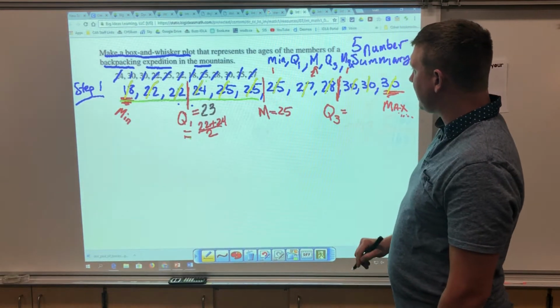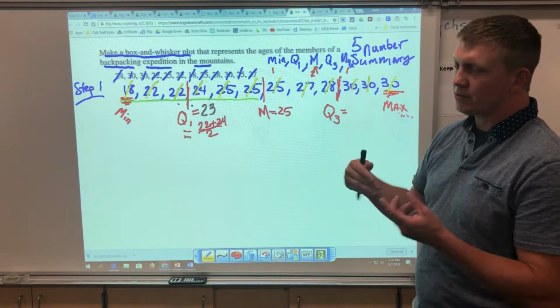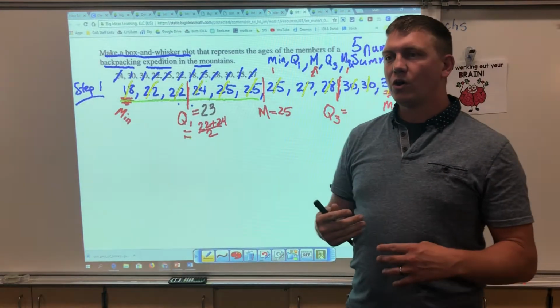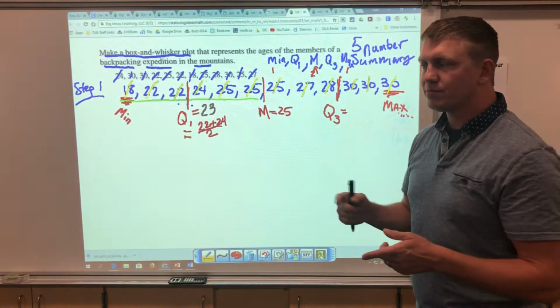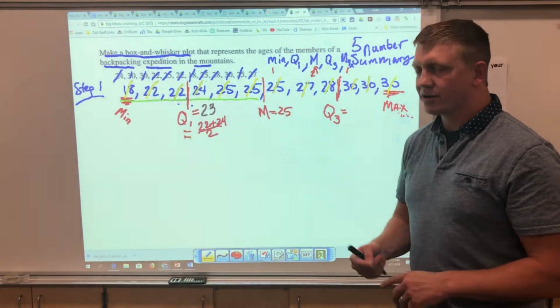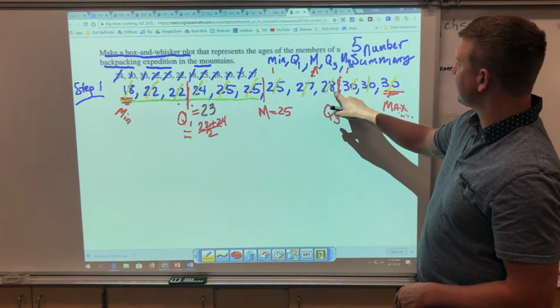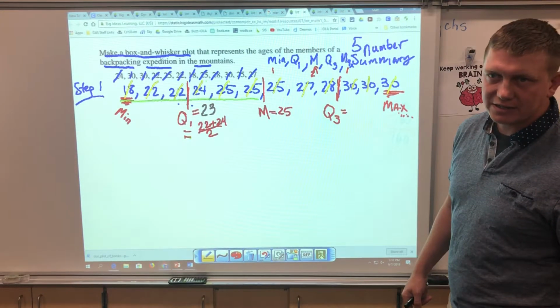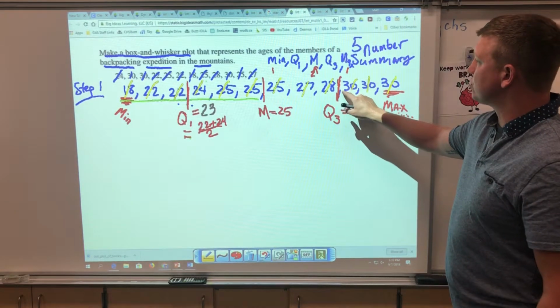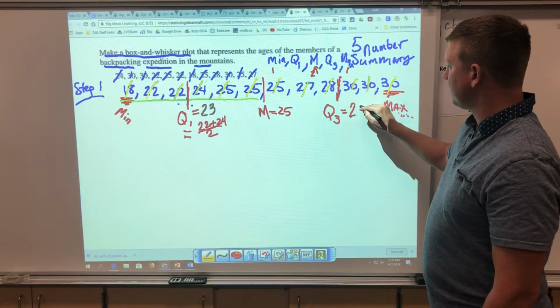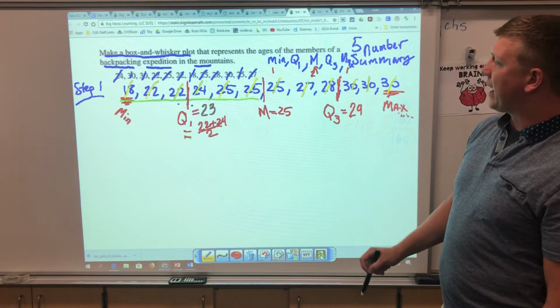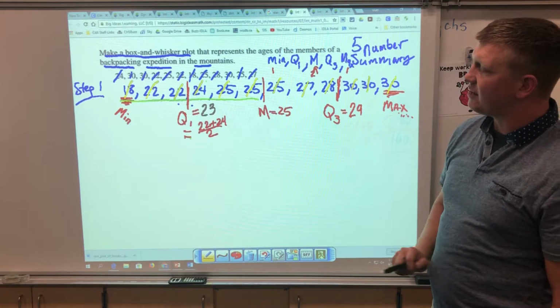Quartile 3 will be halfway between these two numbers. Do we really need to show our work? No, not necessarily. It's 28 plus 30, then cut it in half or divide by 2. So you would get 58 divided by 2, and you would get 29. This should be 29.